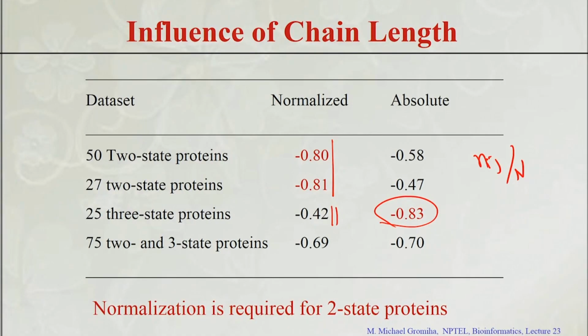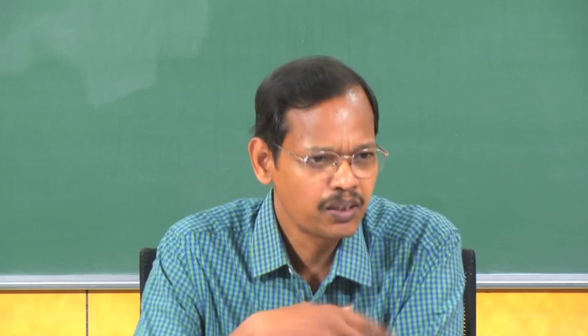For 3-state proteins, if you normalize, the values are very less; for 2-state proteins, if you do not normalize, the values are very less. So, it is very important to normalize the 2-state proteins to get the folding rates with better performance. Till now we discussed the different features: contact order, long range order, as well as the multiple contact index.